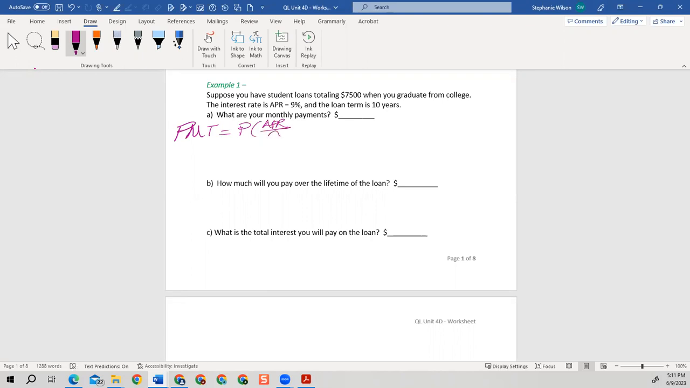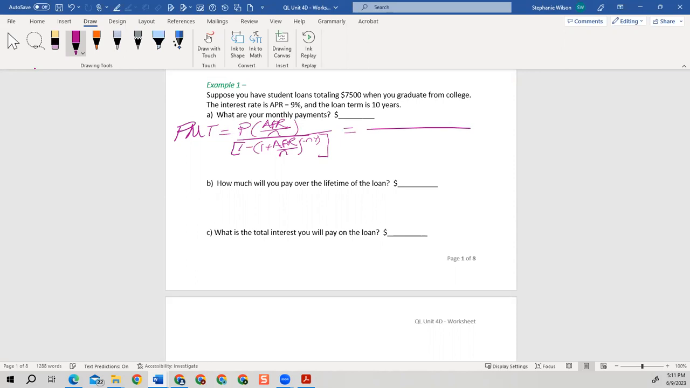divided by N, which is the number of monthly payments, 1 minus 1 plus APR. And you don't have to write this down. If you already have it written beside you, I'm just writing it down. So this next part. All right, let's plug in what we know.